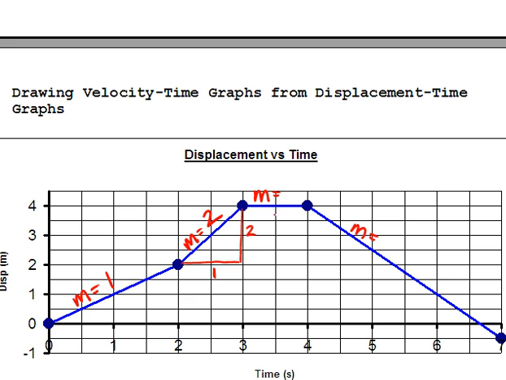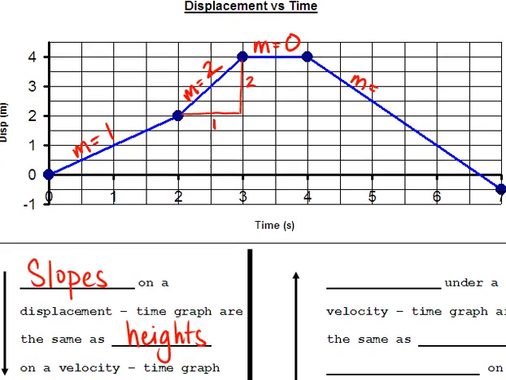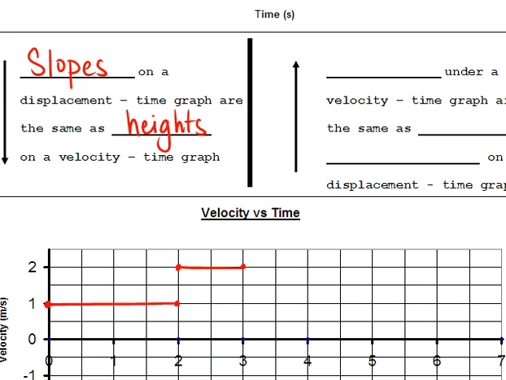And if we go back up, from 3 to 4 seconds we've got a horizontal line. That's no slope. That means the object was stationary. It wasn't actually moving for a second. It has no velocity. So on our velocity time graph, we're going to draw a nice little flat line segment from 3 to 4 seconds at 0 meters per second.